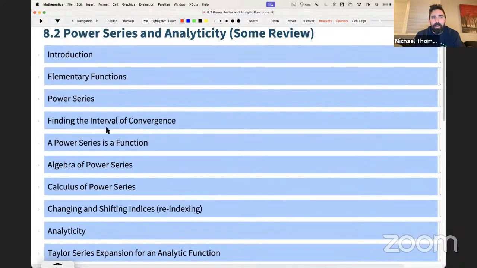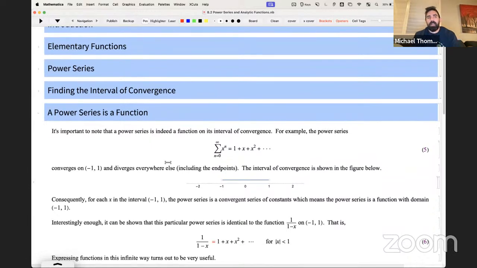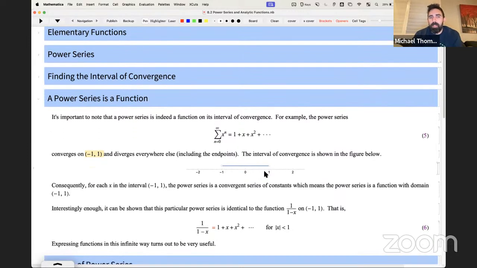And then it's important to just note that a power series is indeed a function. It's a function on its interval of convergence, right? It only makes sense on its interval. That's the only interval of values for which you'd get out values. For example, here's a power series. This is a geometric power series. You can show that this geometric power series converges on the interval -1 to 1, and it diverges everywhere else, including the endpoints. You prove this in Calc 2. You might want to go back and look at how you prove something like that. So if you wanted to graph the interval of convergence, it would look like that.